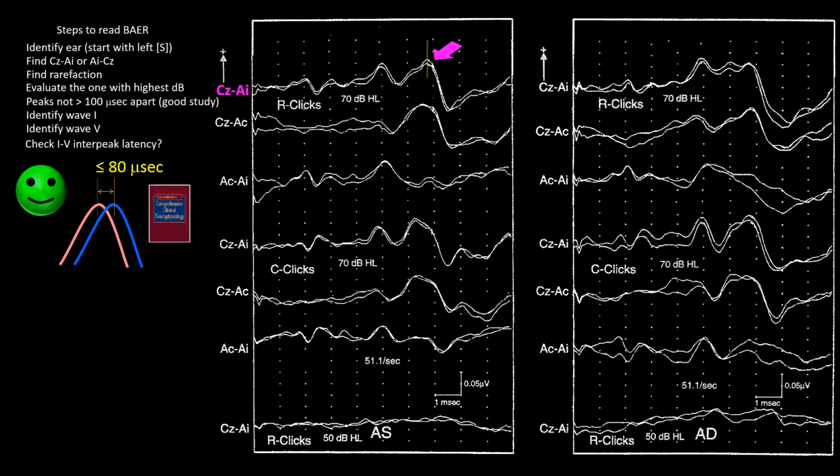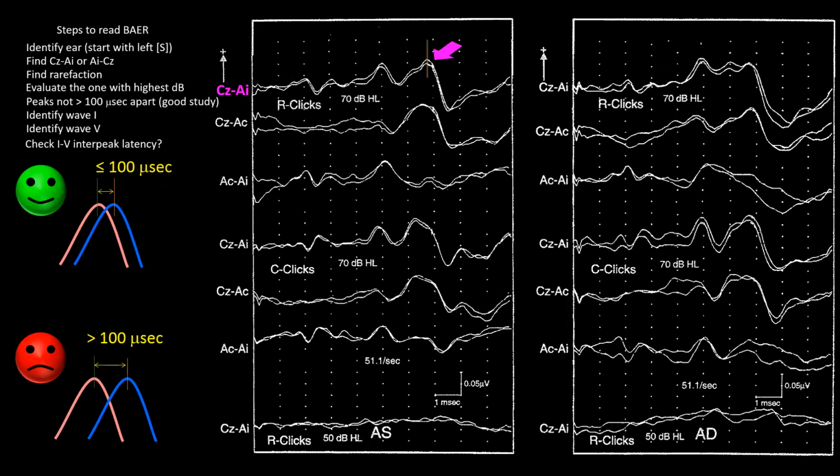So, if the distance between the peaks is less than 80 microseconds, the study is good. If more than 80 microseconds, the study is no good. Other authors use a less stringent criterion, but not by much, and they consider anything less than 100 microseconds good. This study is good regardless of the criteria used.